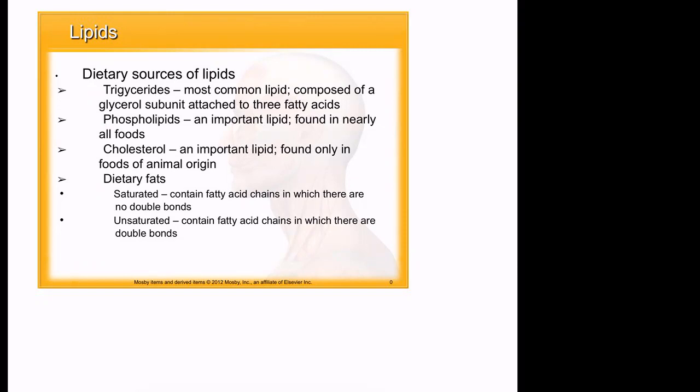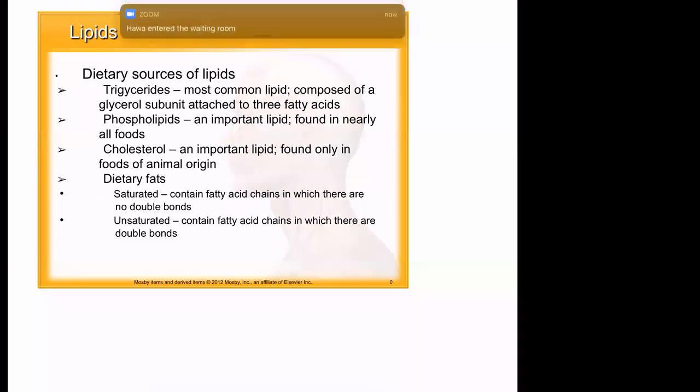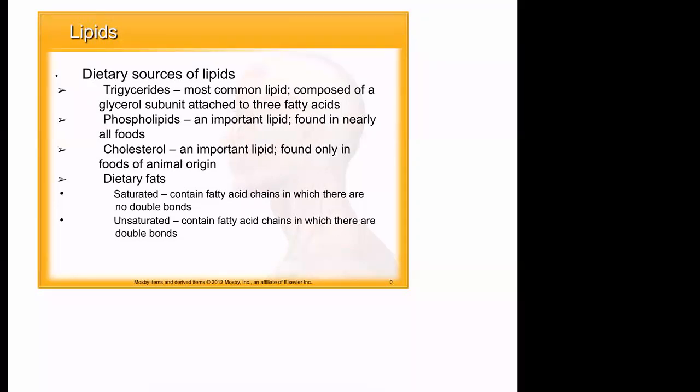However, we can make too much of it. That's when it becomes a problem. That's when it builds up in areas that we don't want it to build up, those arteries. Creates plaques, fatty streaks, clots. Not good. The medications that we use for the patients that are making too much cholesterol are often referred to as the statin drugs. Those medications stop the production of cholesterol.